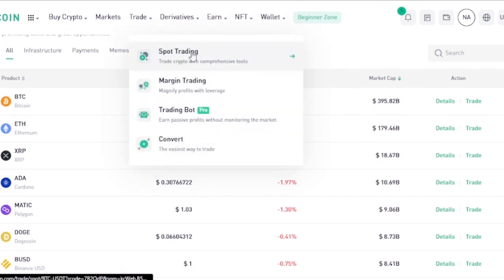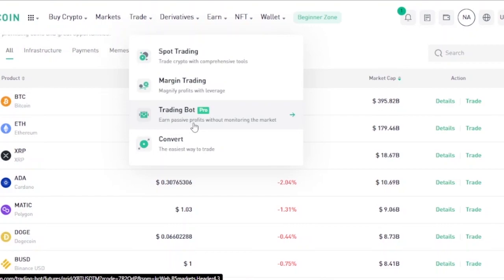So if you want to do spot trading, trade crypto with comprehensive tools, magnify profits with leverage. And in the trading bot, you basically get automation of trading. For example, whenever the coin hits a certain amount, you ask the bot to sell it, and whenever the coin hits a specific amount, you ask the bot to buy it. So you can go on and add the bot to your crypto, so it is going to generate all the revenue for you, and you don't have to do the trading yourself.